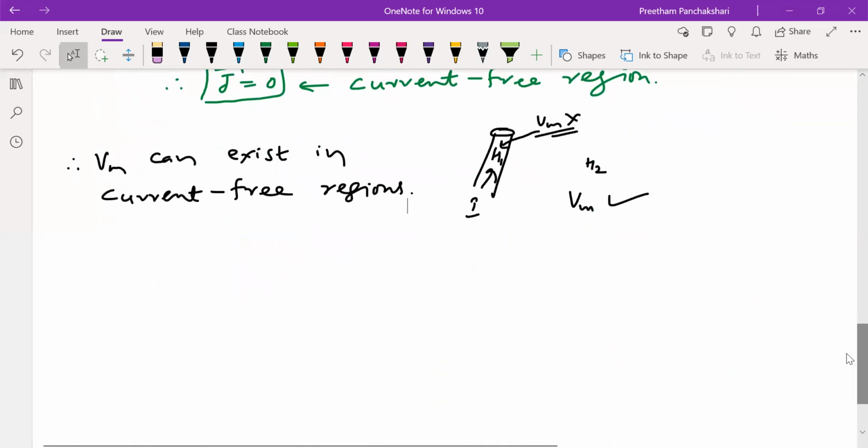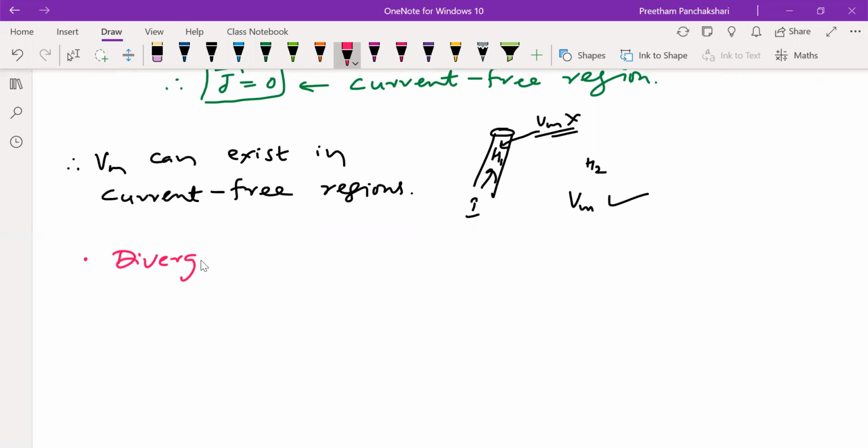Similarly, if I consider the divergence now, consider the divergence of the magnetic field. For any vector related to the magnetic field, its divergence should be used to verify the existence of Vm.